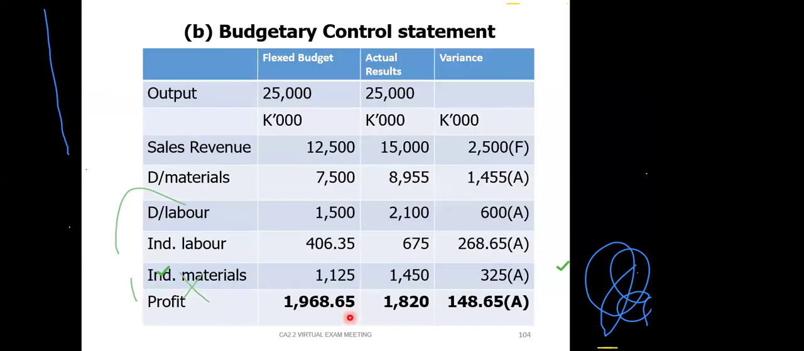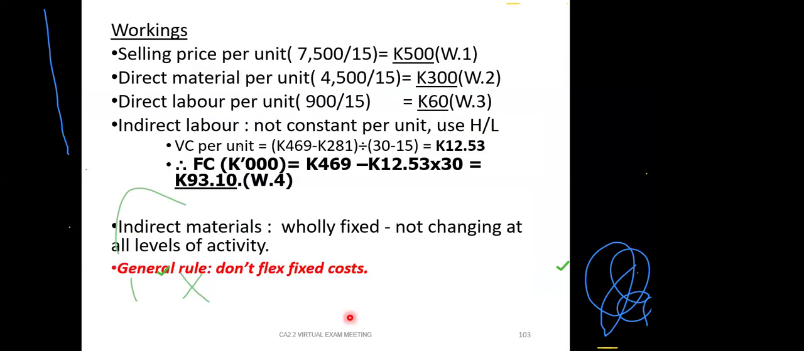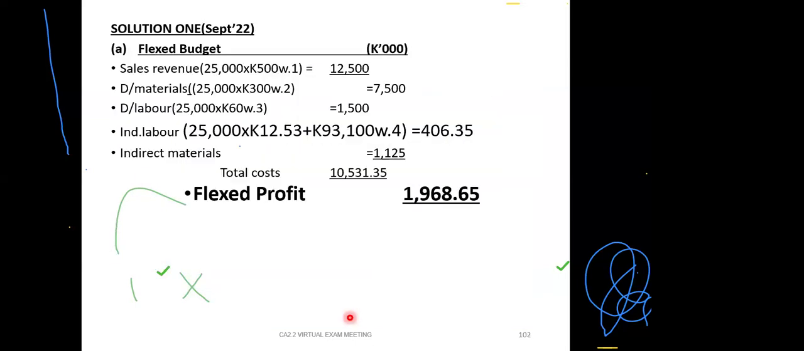So in terms of the solution, it had asked for a flexible budget. So you flex to 25,000. By flexing, that's what we mean there. The same actual activity level, you use it. 25 by 500, 25 by 300, 25 by 60, 25 by 12.53.